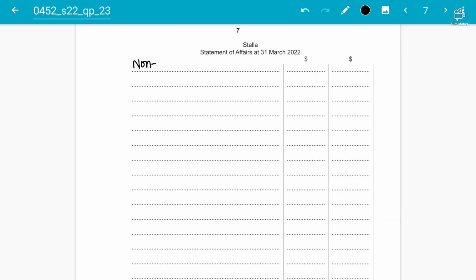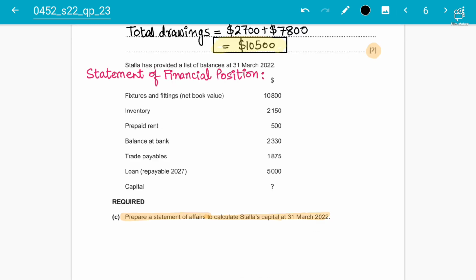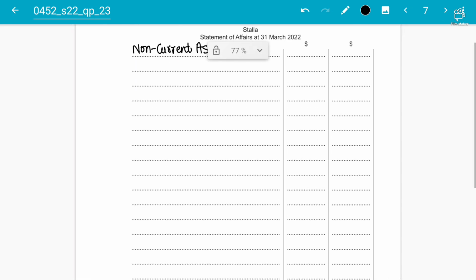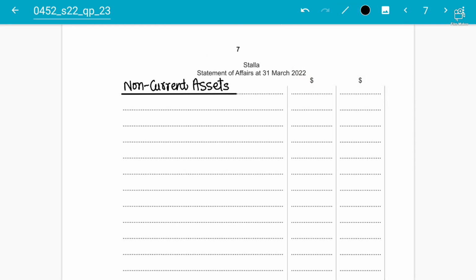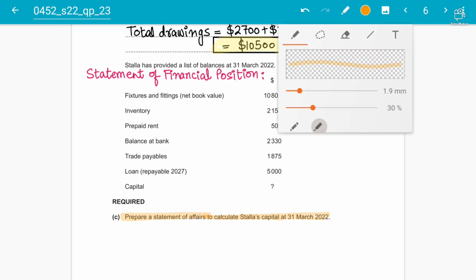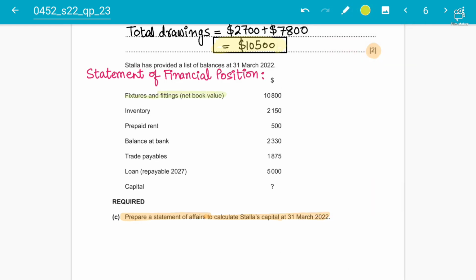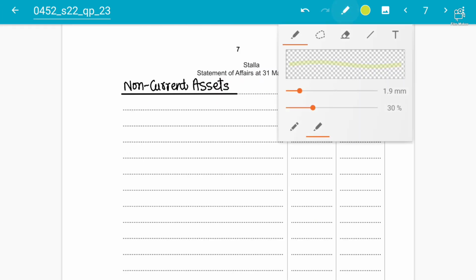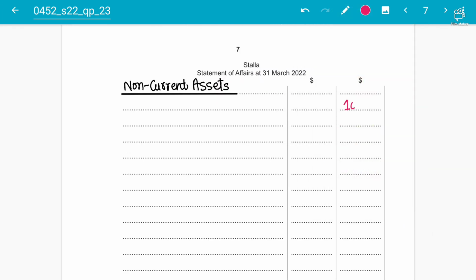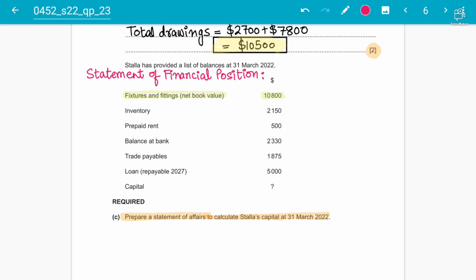The first heading will be the non-current assets. Quickly make this, students, without wasting time. It's only around 5 marks, so a lot fewer marks are there. What do you have in the non-current assets section? Make sure your concepts are strong. Fixtures and fittings at net book value are non-current assets, so you just write down 10,800 here, for fixtures and fittings at net book value. Make sure you write it properly so you get the mark. Then we have to write down the current assets.